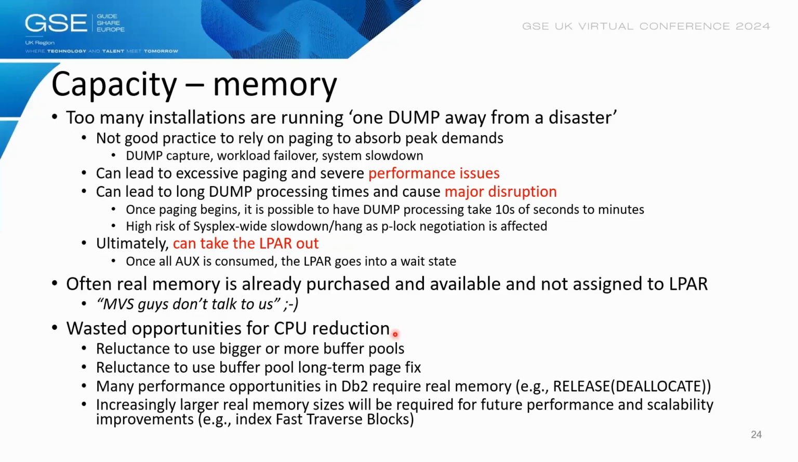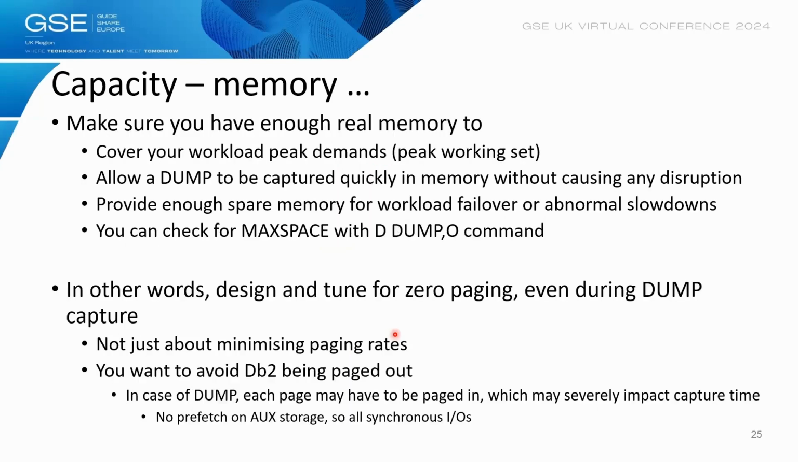And bigger memory means better overall efficiency, right? We can allocate bigger buffer pools, we can page fix them, we can use REALSTORAGE allocate, we can use FTBs, which are in-memory non-leaf pages, a kind of cache, and other features that speed up Db2. So by not allocating enough memory, we are wasting performance opportunities for Db2. So the minimal recommendation would be to have at least as much free real memory as your max space setting for the dump. And also you need to monitor for paging, right?